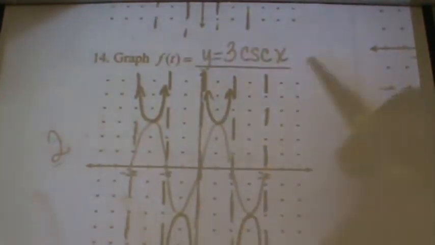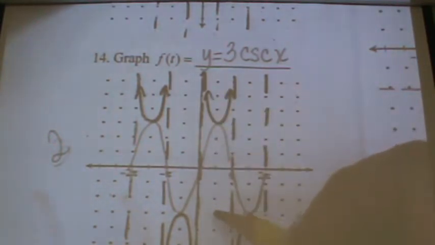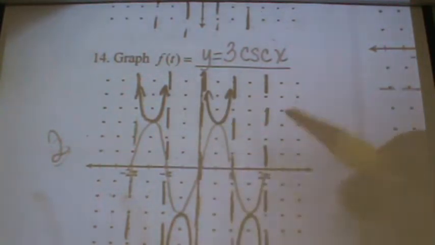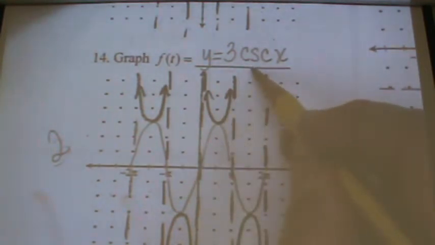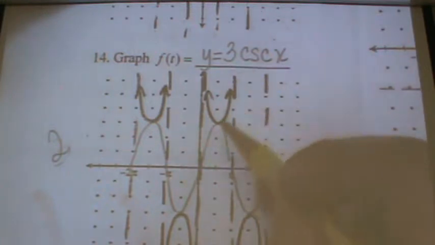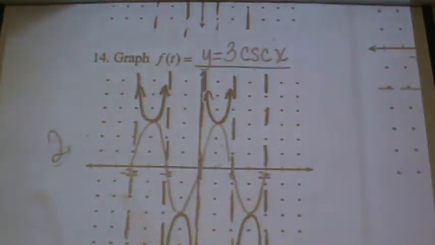And number 14, what you're going to have to do on 14 is insert the sine or cosine for this secant and cosecant graph to figure out which one it is. This one is a sine graph, so you have to know the reciprocal of sine is cosecant. And it's an amplitude of 3. So make sure you can fill in that graph.